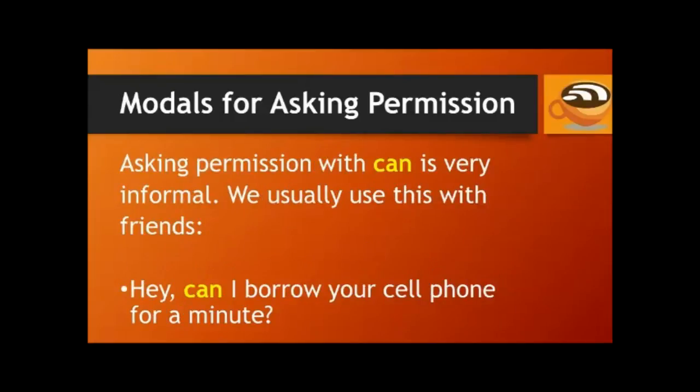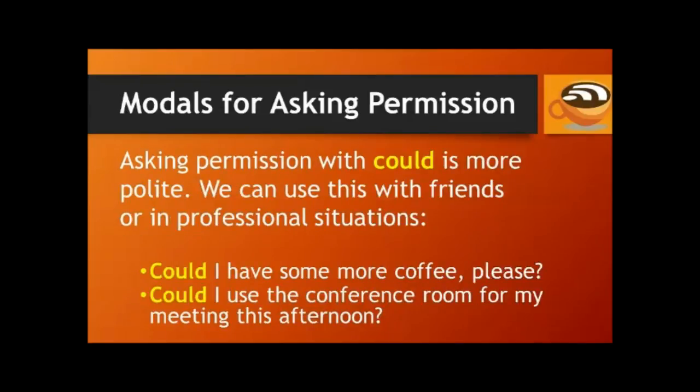Asking permission with can is very informal. We usually use this with friends. For example, hey, can I borrow your cell phone for a minute? Asking permission with could is more polite. We can use this with friends or in professional situations. For example, could I have some more coffee, please? Could I use the conference room for my meeting this afternoon?